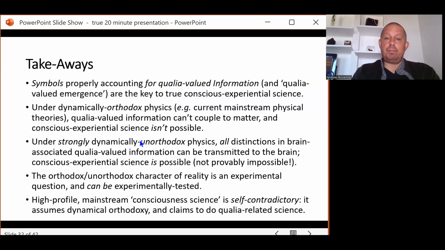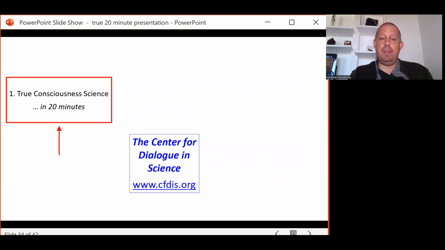So, to sum up, properly accounting for qualia valued information is the key. Conscious experiential science is provably impossible under dynamical orthodoxy, and not provably impossible under strongly dynamical unorthodoxy. Now, the orthodoxy, unorthodoxy question again is an experimental issue, one which I'll say a little bit more about in a moment. And finally, currently mainstream, high-profile headline consciousness science is not science. It assumes dynamical orthodoxy and then claims to study qualia, which we've already seen is impossible.